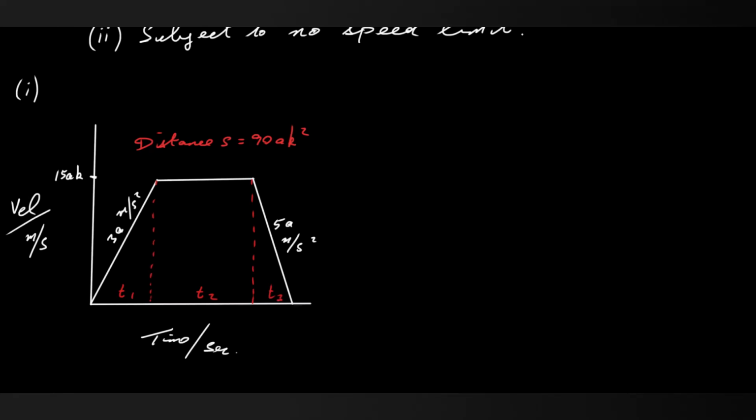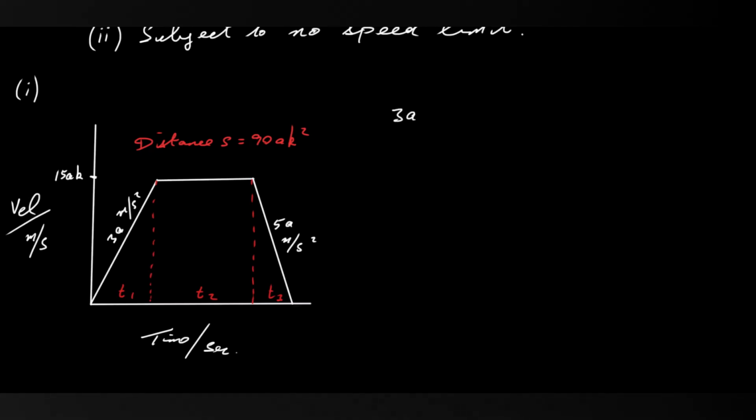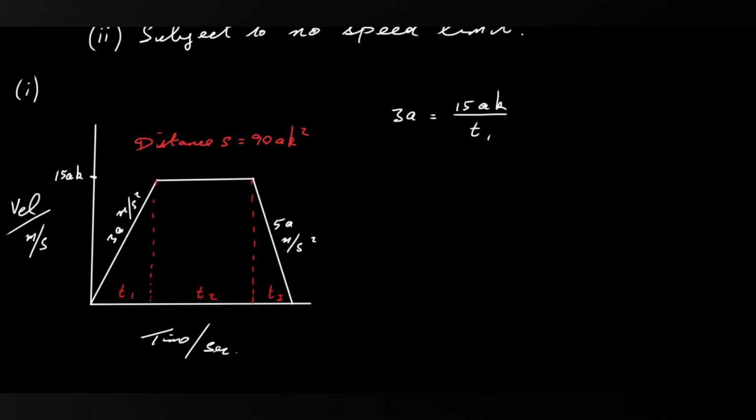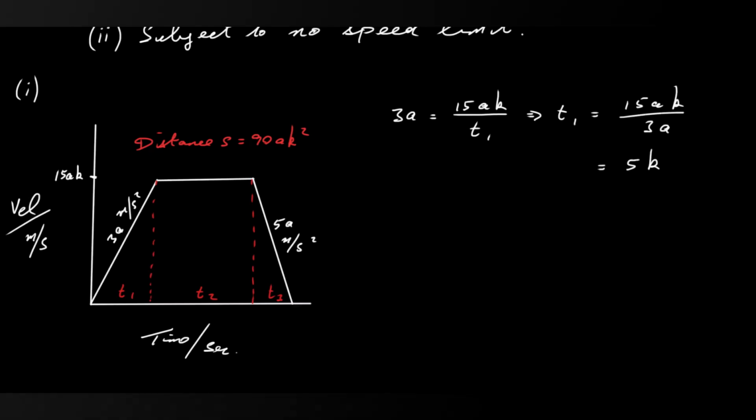So again, let's look at our times. So we're going to get our times in terms of k. So let's see, we look at time 1 first. So we know that 3a, the acceleration, is going to be equal to, again, rise over run if you like, or the slope, which is 15 ak divided by t1, or just t1 is equal to 15 ak over 3a, which is just 5k. So t1 is equal to 5k.